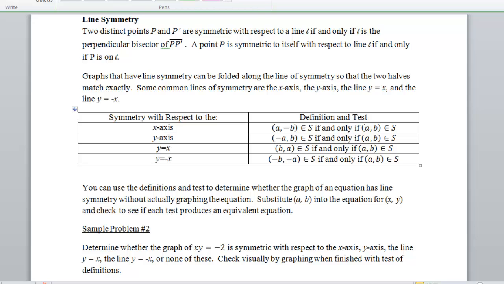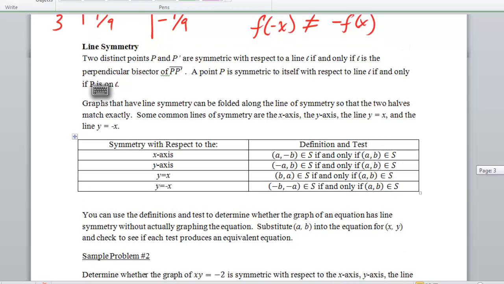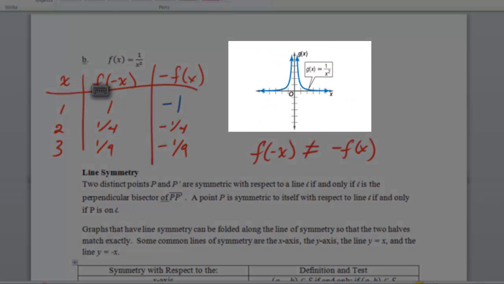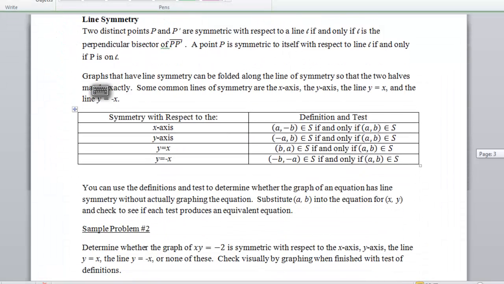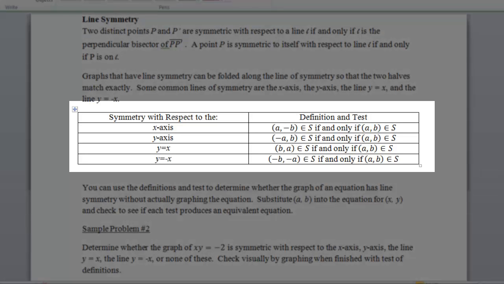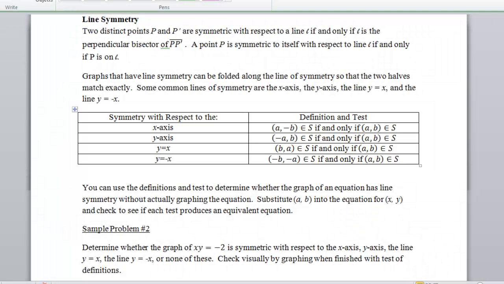And so if you went up to the previous problem like we saw before, you could see that if we folded that graph down the y-axis, we would have line symmetry across the y-axis. So that's a good visual example of line symmetry. Now, we do have mathematical tests that we can run on any given function or equation that will help us determine if there is line symmetry or not.